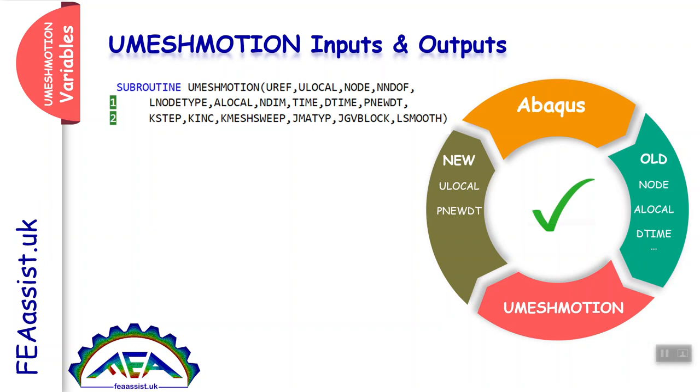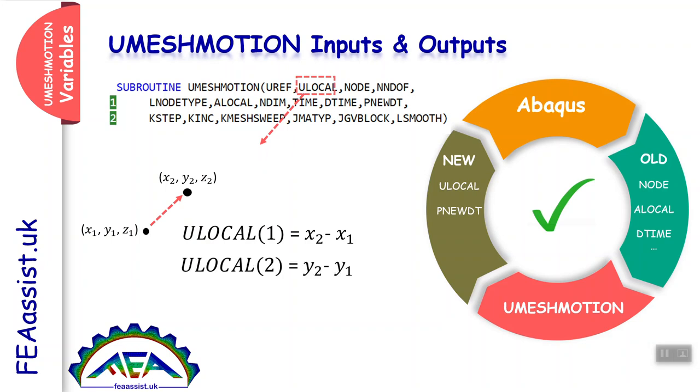Here I explain one of the variables, ULOCAL. Consider you have a point x1, y1, z1. This point is going to be transferred to point 2. So ULOCAL(1) is the displacement or velocity in the x direction, ULOCAL(2) in the 2 direction, the y direction, and ULOCAL(3) in the 3 direction, or z direction. These variables need to be well explained to understand UMeshMotion, which is one of the complex subroutines in Abaqus.